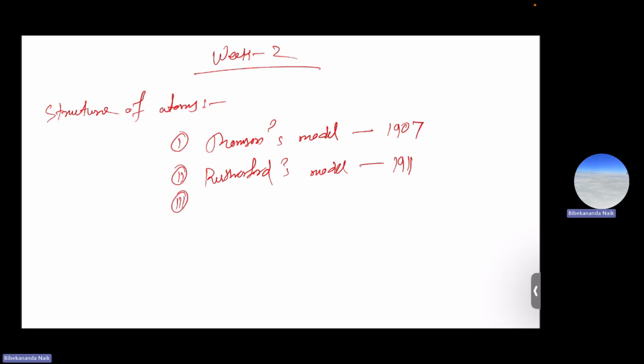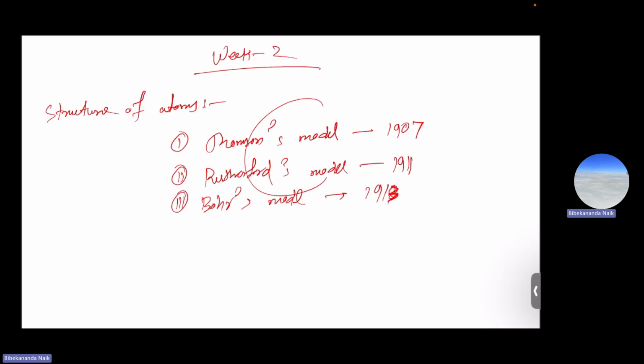Then came Bohr, and most of the properties of the atom were explained using Bohr's model. A few of the things that were not explained were explained with the help of Sommerfeld's modification to Bohr's atomic model. Bohr's atomic model was given in 1913. So we will discuss a few problems that will be based on Bohr's atomic model.